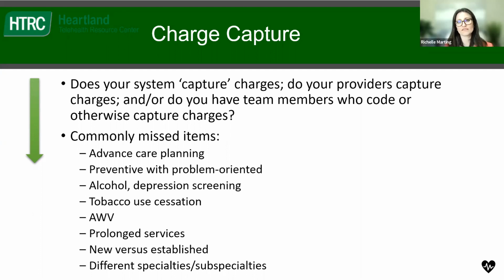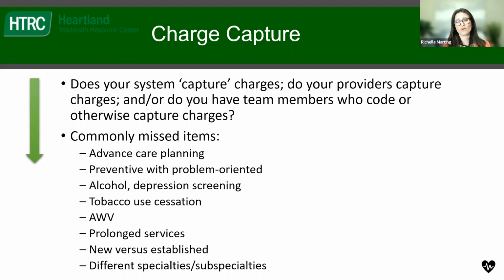One way you could go back and spot check when we could potentially have missed charges for two E&Ms, a preventive and a problem-oriented visit for the same patient on the same day, is to look at the diagnosis codes that are on the visit or that are entered into charges. Preventive visits typically have a Z diagnosis code associated with them, and there's a range of codes for those preventive or wellness visits.